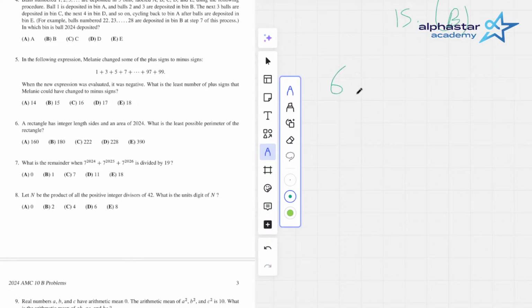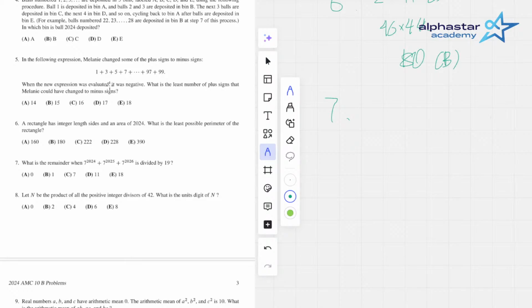Number 6. Integer side length in an area of 2024. Remember that is 2 cubed times something. What is that? 8 times, I forgot again, 253. Okay, what is the least possible perimeter of the rectangle, which is achieved when we get the most square-like shape? So that would be, I think, 46 by 44 for a perimeter of 180. Forty-five.